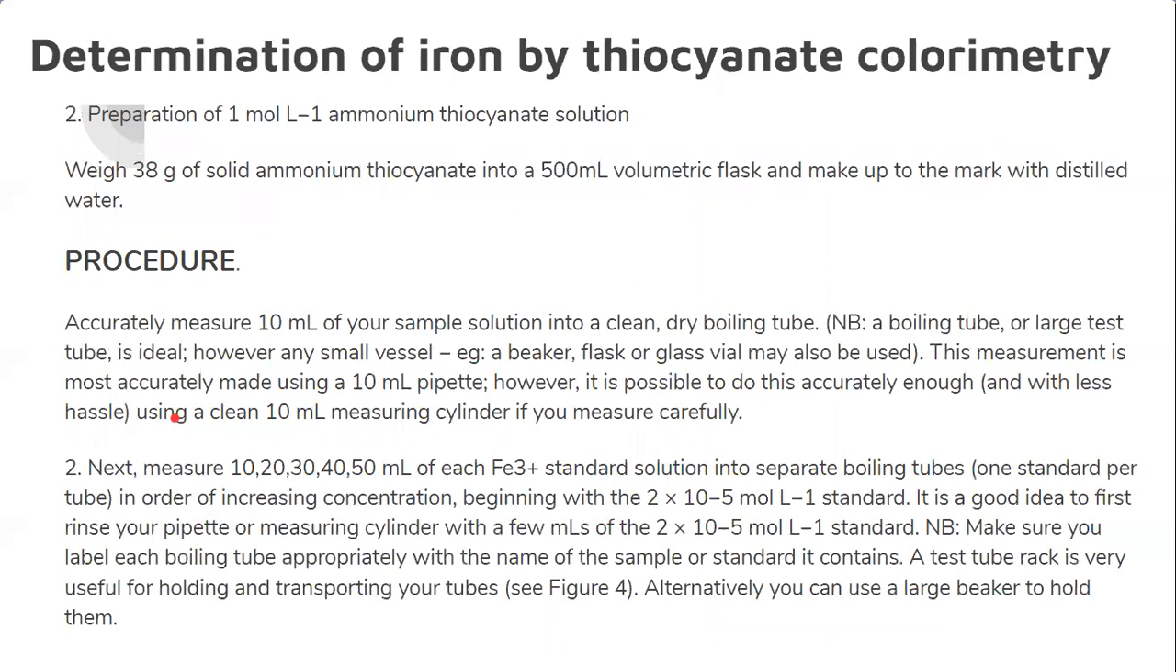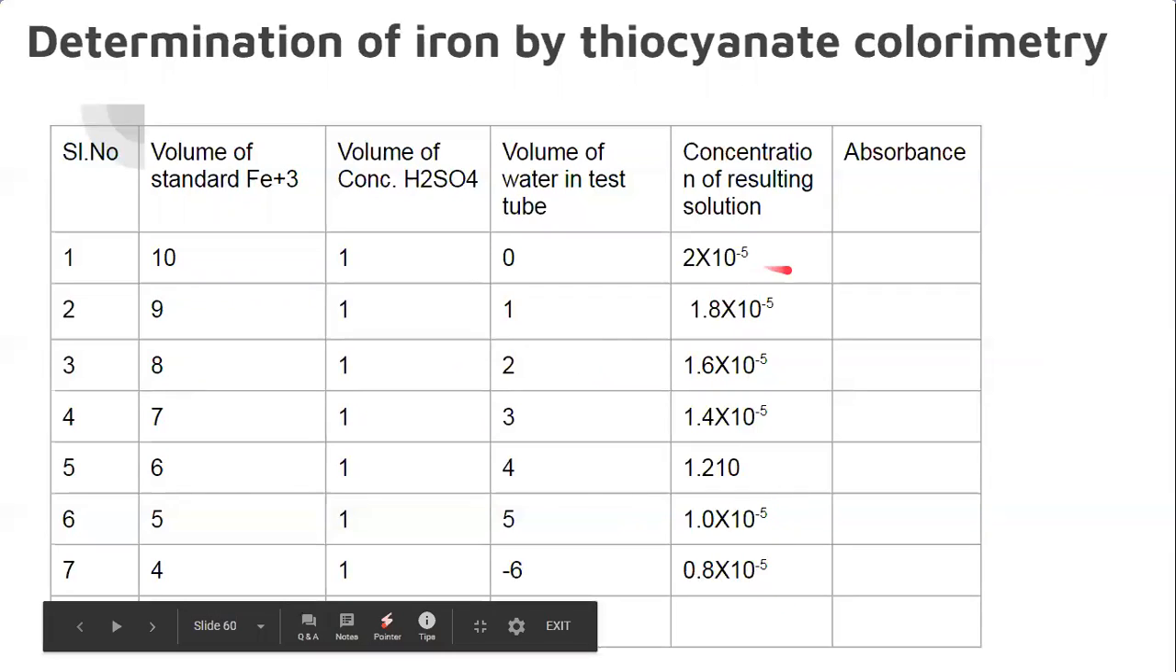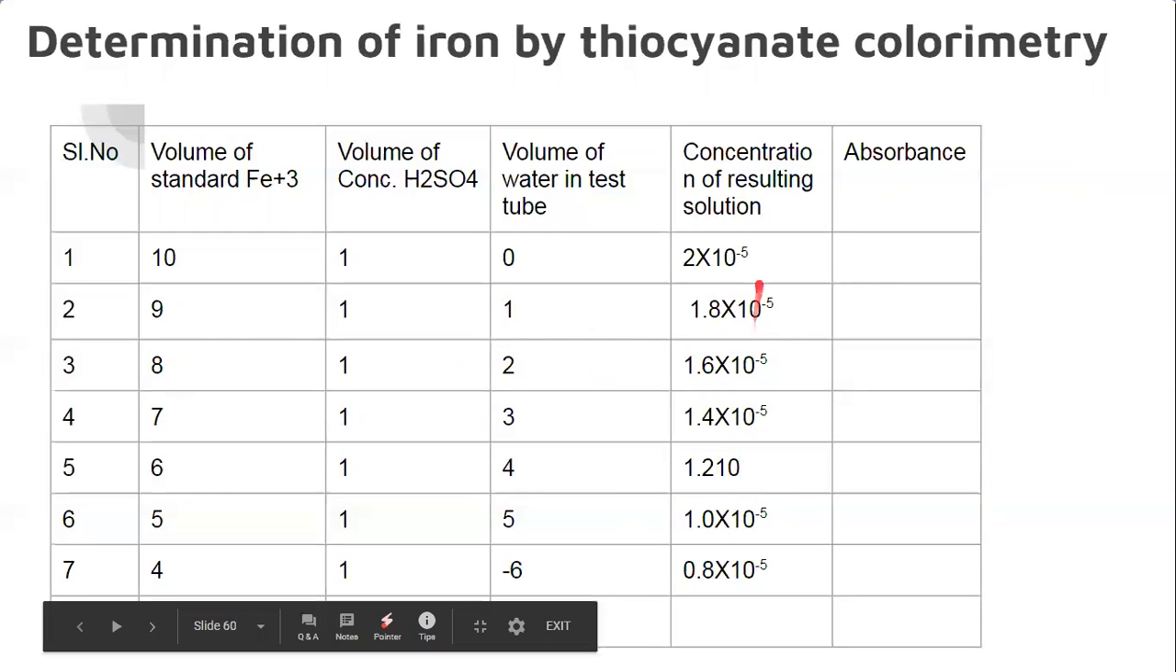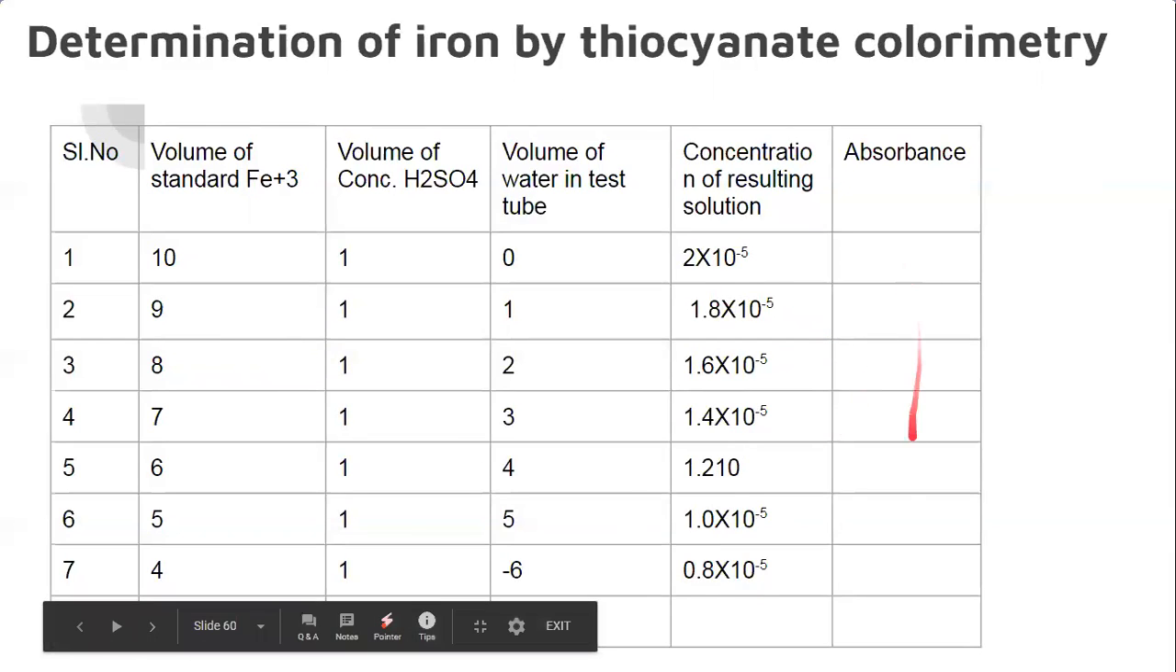So by that manner, how do we verify the Beer-Lambert law? Since absorbance A is directly proportional to the concentration, from 1 to 7 the concentration decreases, and absorbance also decreases. If so, that means we verified the Beer-Lambert law. If absorbance increases while the concentration decreases, somewhere your absorbance has increased, that means your experiment is wrong. Throughout this experiment, your absorbance should decrease.